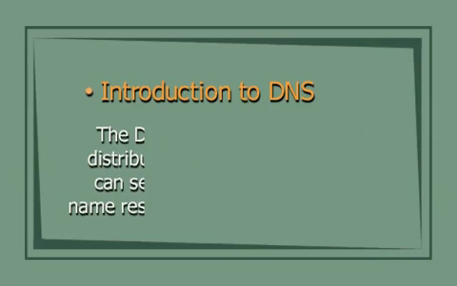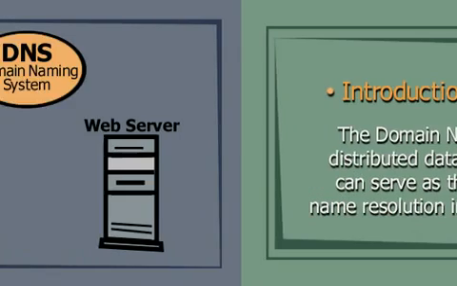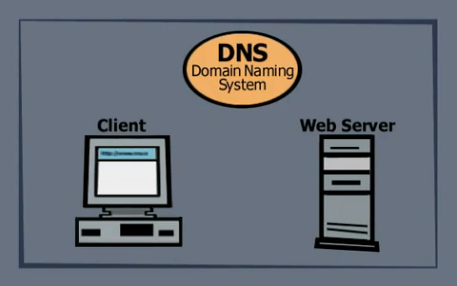The Domain Name System is a distributed database system that can serve as the foundation for name resolution in a TCP/IP network. DNS is used by most internet working software, such as web browsers and electronic mail programs, to locate servers and to resolve or map a user-friendly name of a computer to its IP address.